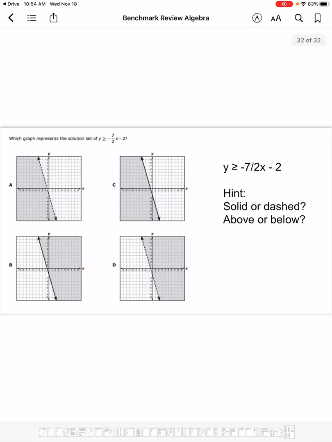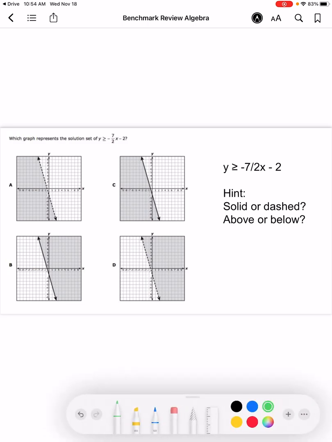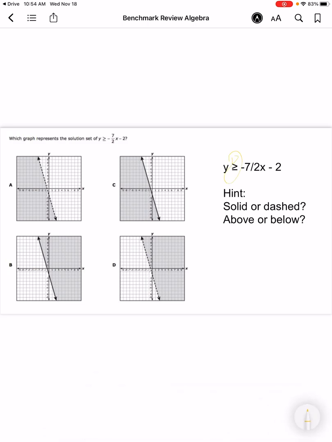And then for our very last one, again, we want to look at that symbol. In this case, our symbol has a line under the sign, so we want solid, so we can get rid of A and get rid of D. It says greater than, so we want to shade above the line. Well, C is shaded below the line, so that cannot be our right answer. That one's wrong, but B is right because the shading is above the line.